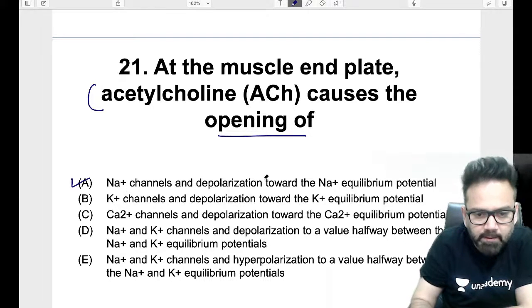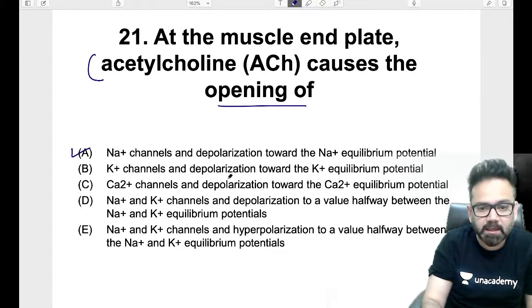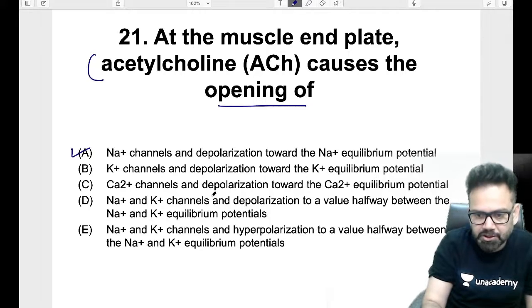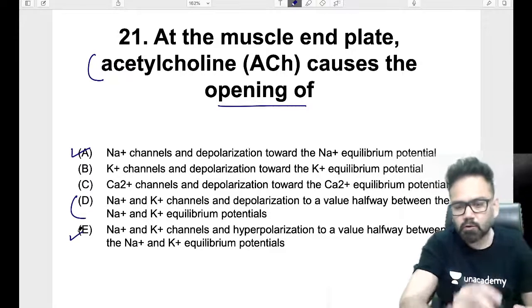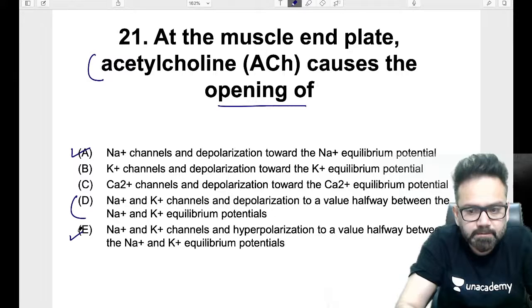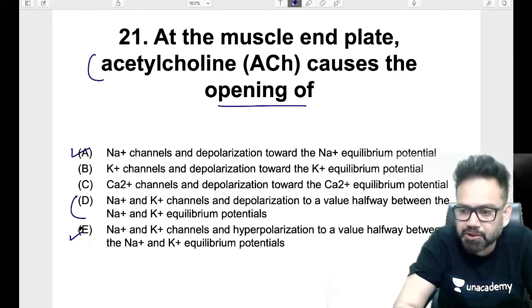Sodium channels and depolarization towards the sodium equilibrium potential. Potassium channel and depolarization towards the potassium equilibrium potential. Or calcium channel and depolarization towards calcium. Or sodium and potassium channels and depolarization towards a value halfway, or E. What is your best correct option? This is a very simple, very basic question, but it has a concept behind it. That is why I have taken this as the first question.